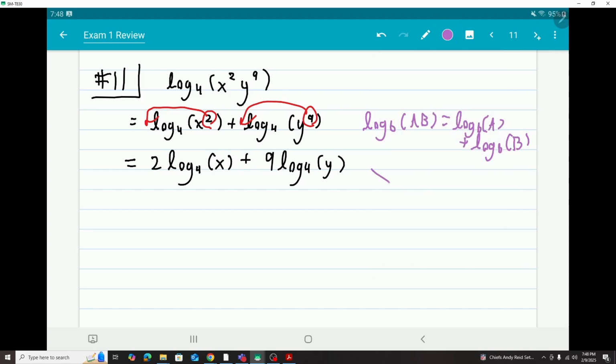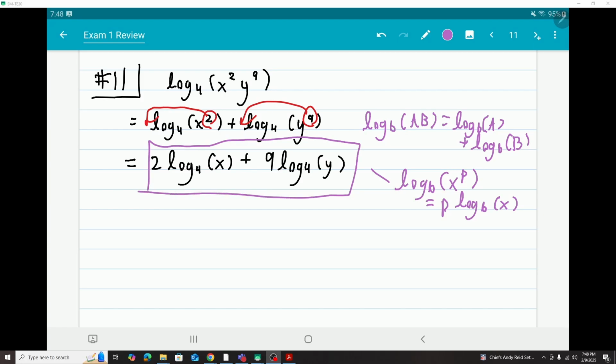And so we're allowed to do this by the power rule, which says log base b of x to some power p is p times log base b of x. I can always bring that power down. So that's how we expand it, is we have as many small simple pieces as we can get.